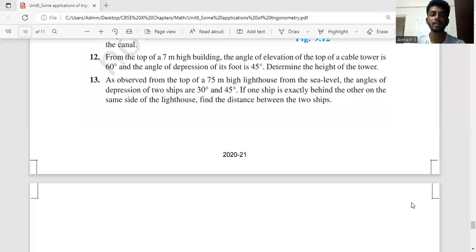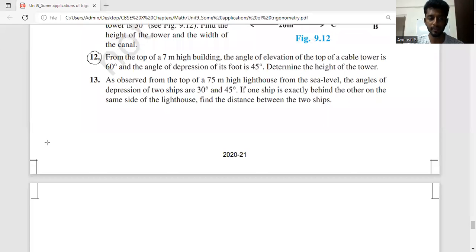Now let's see how to draw the diagram for the 12th question. From the top of a 7-meter high building. They have very clearly given that there is a building. Let me draw it like this, which is 7 meters. This is the building, and I'm naming the building as A. And I'm also marking the ground like this.